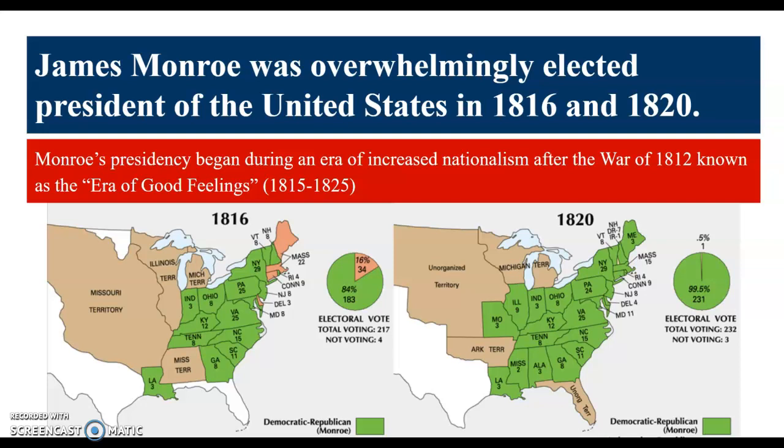Even though it was the era of good feelings and you have this increased nationalism, there are some issues that arise that we will talk about as well. So even though we are starting to come together as a country, there's also separation beginning that will eventually lead into the Civil War, and we'll talk about that. All right, but James Monroe, as you can see, pretty overwhelmingly won both of his elections.